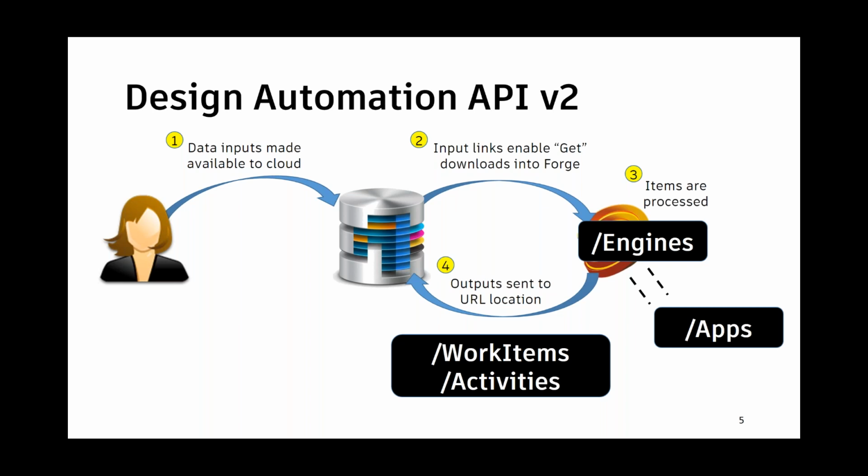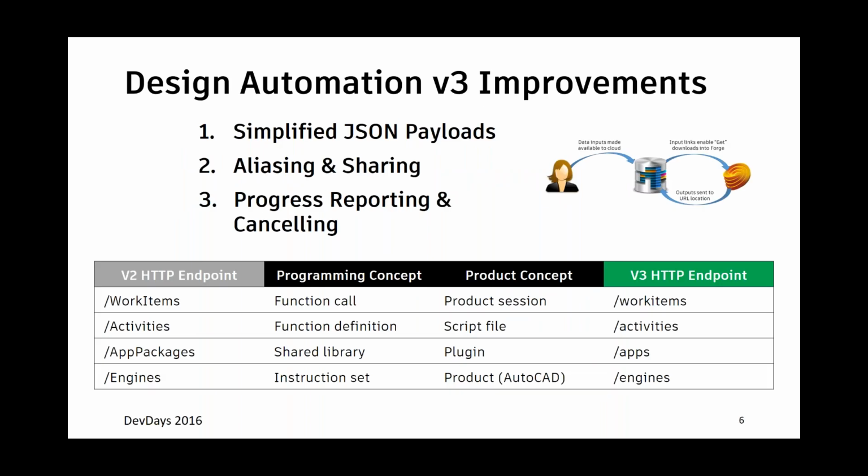Design Automation, which is our second version. The new version of the Design Automation API, our third version, has several new improvements, and we can talk about those, as well as some reworked endpoints, although those will look very similar to what we had in V2. V3 features simplified JSON payloads that make it just a little bit easier for you to code up your solutions. We've introduced the idea of aliasing and sharing your solutions, as well as progress reporting and canceling.